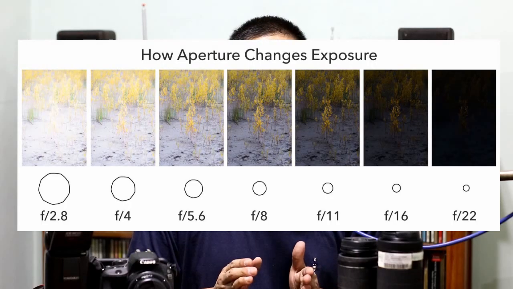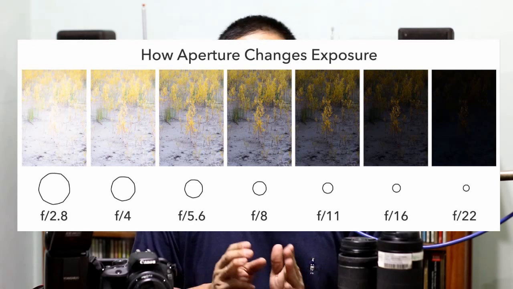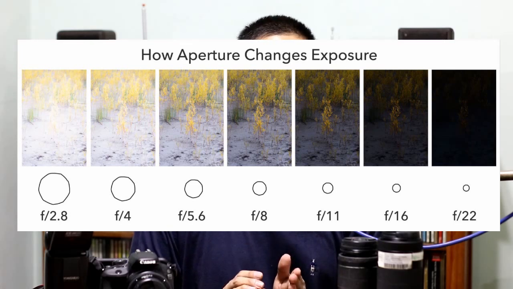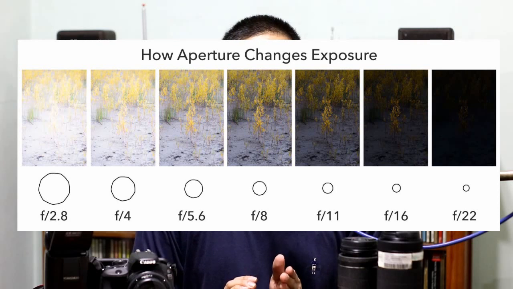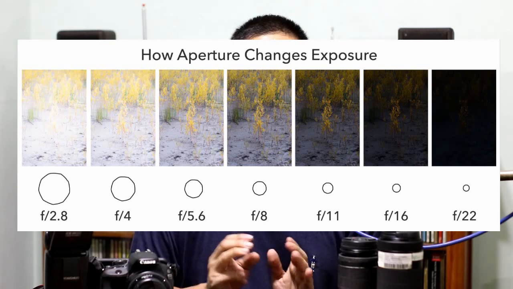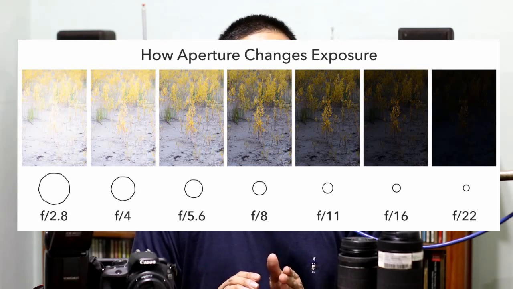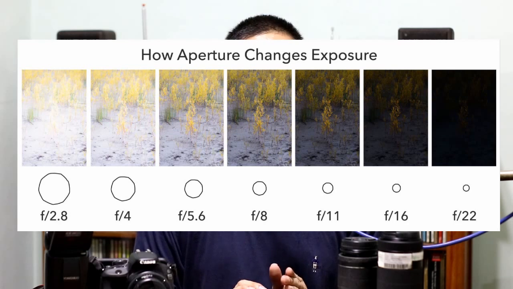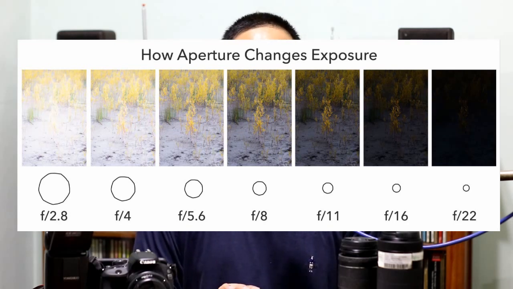The smaller the number, like f1.2, f1.8, f2.8, f1.4, the bigger the hole, and your photo will be brighter. The higher the number, like f22, f16, the smaller the hole, so the photo will be darker.